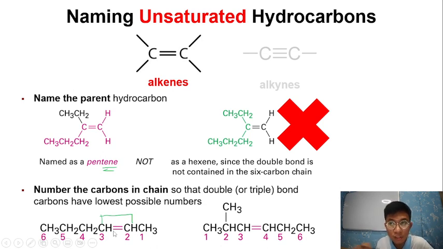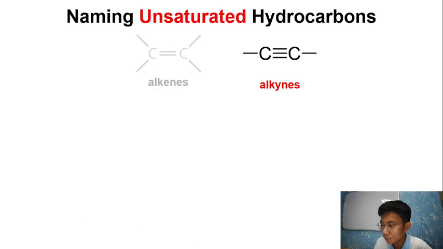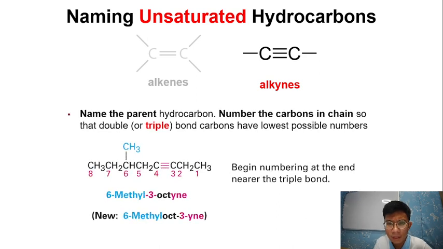Pero yun yung gist ng rule. If you start from that end, you will encounter the double bond first. That's why mabibigyan mo siya ng mas mababang number. So, sa ganun din, same rule applies. You begin numbering at the end nearer the triple bond. Kahit may substituent yan, you start numbering from the end wherein you will encounter the triple bond first, and you will give it a lower number.